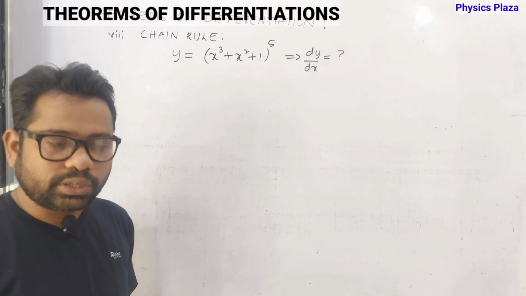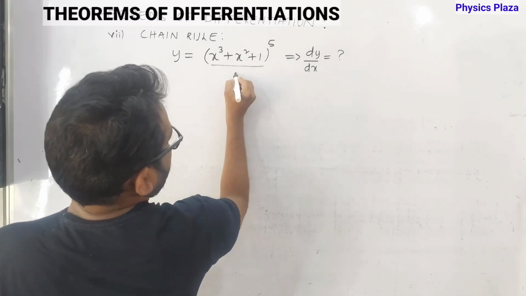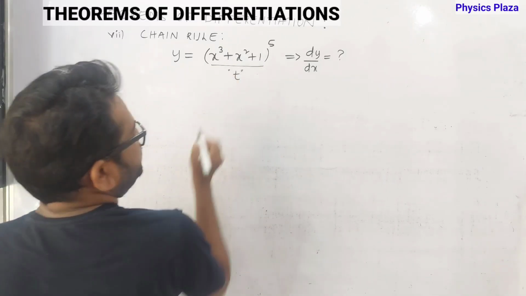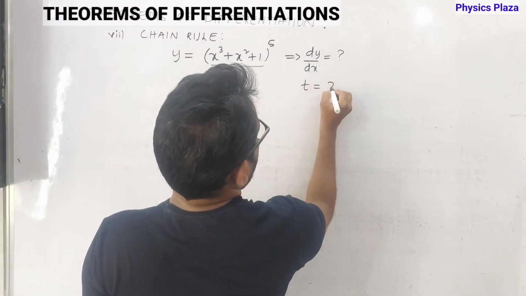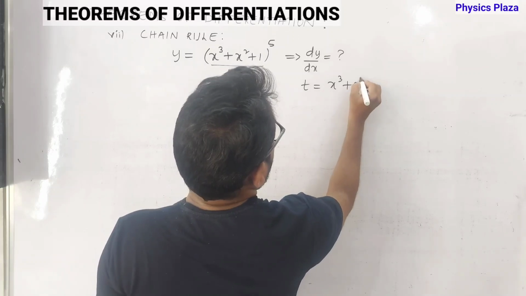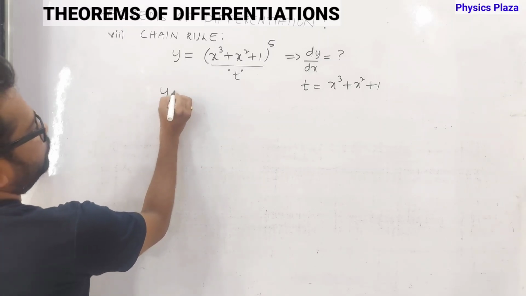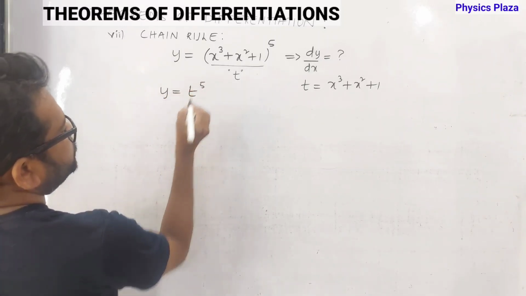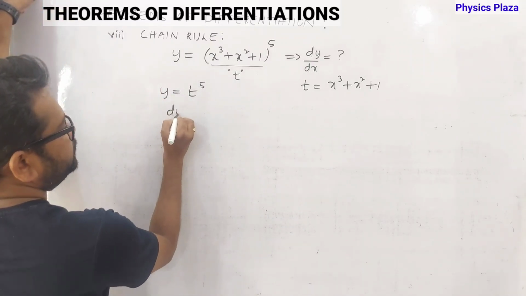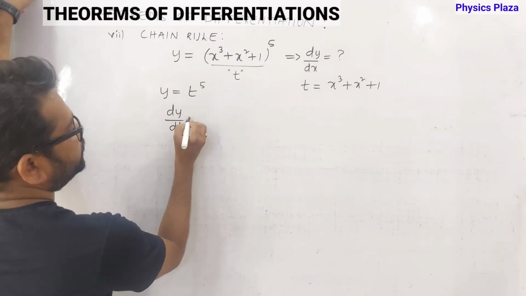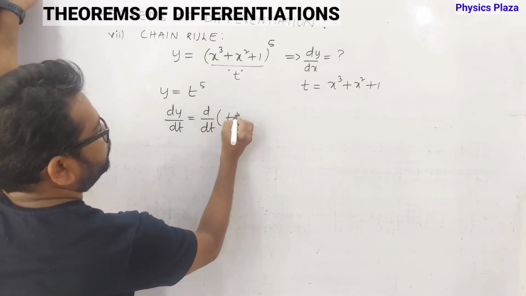So children, it is a very important thing: whatever is given as a function, let us assume it as t. T is a function of x. So here t is equal to x cube plus x square plus 1, which means t is a function of x. Fine. So now y is equal to t power 5. Y can be differentiated only in terms of t, that is dy by dt is equal to d by dt of t power 5.